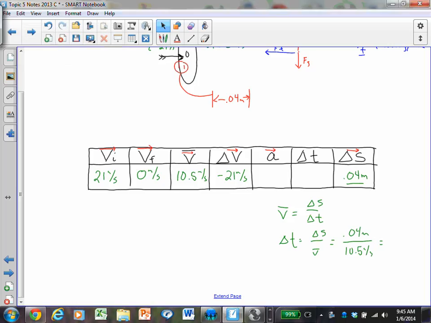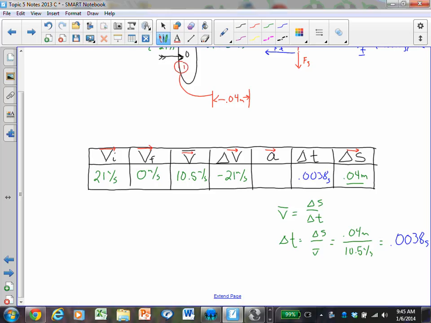That is usually, except sometimes it doesn't connect. What did you get? 0.0038 seconds. Well, that makes sense, doesn't it? Because it's not going to be a long time that the dart's being slowed down to a stop.